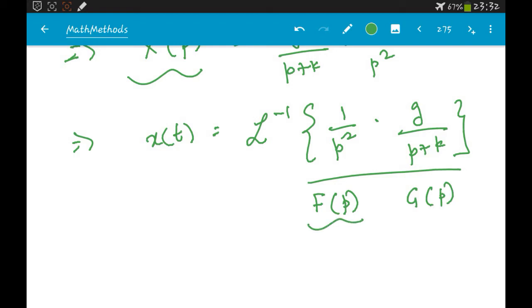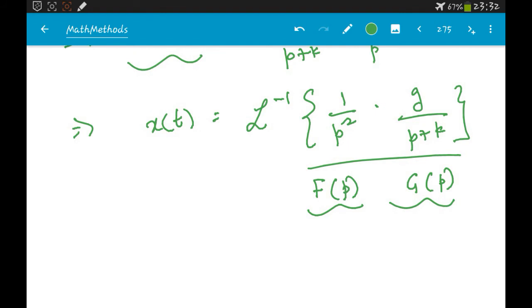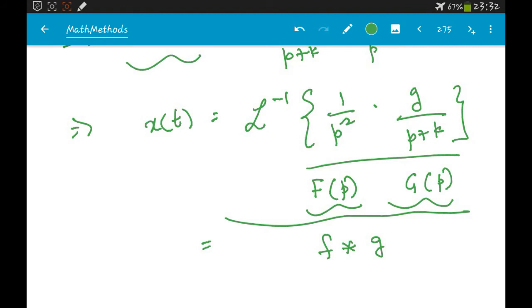So when you see such products of two Laplace transformed functions, then immediately you should think of convolution. Okay. So you can write this in terms of convolution. The Laplace inverse of this would be f star g. So first we need to get what f star g is.